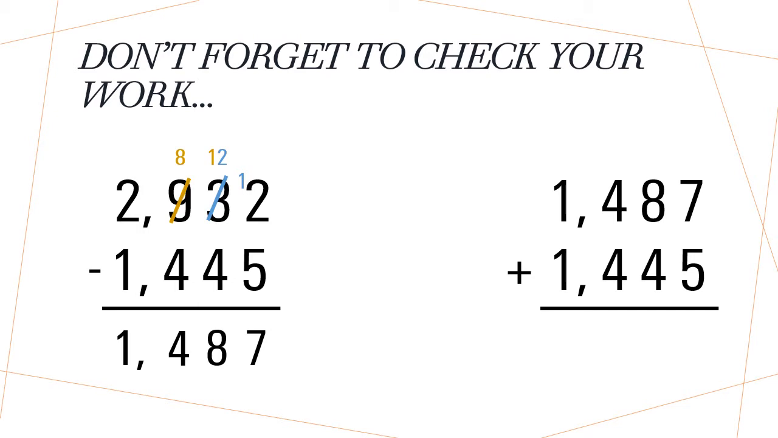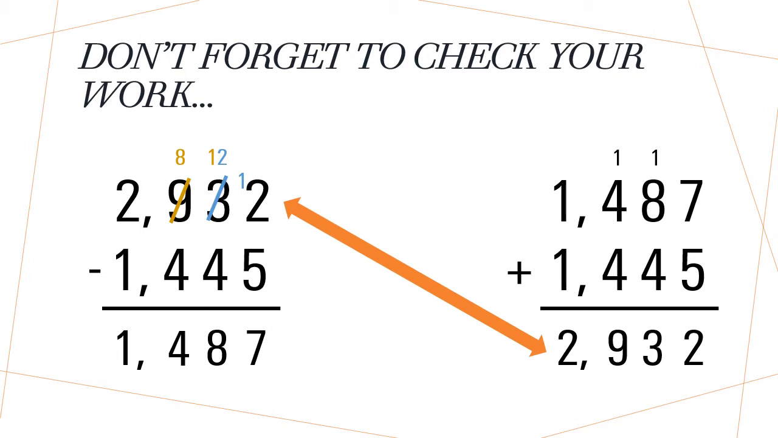7 plus 5 equals 12. So we're going to write the 2 and carry the 1. 1 plus 8 plus 4 equals 13. So write my 3 and carry my 1. 1 plus 4 equals 9. And finally, 1 plus 1 equals 2. So there's that 2,932 that I was looking to get. So my work is correct.